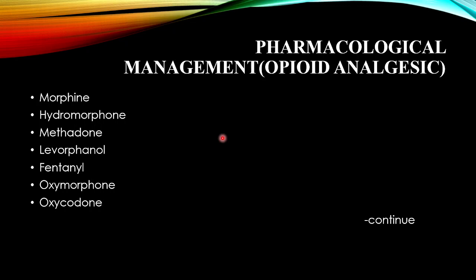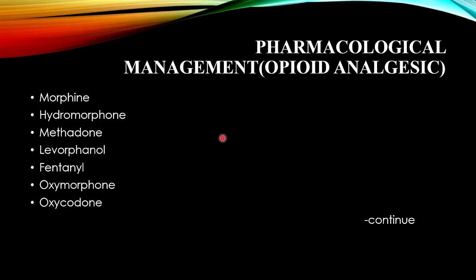Another one is endogenous opioid peptides, which are released by the body when our cerebral cortex perceives pain sensation. Then the body releases endogenous opioids, that is, enkephalins and endorphins.